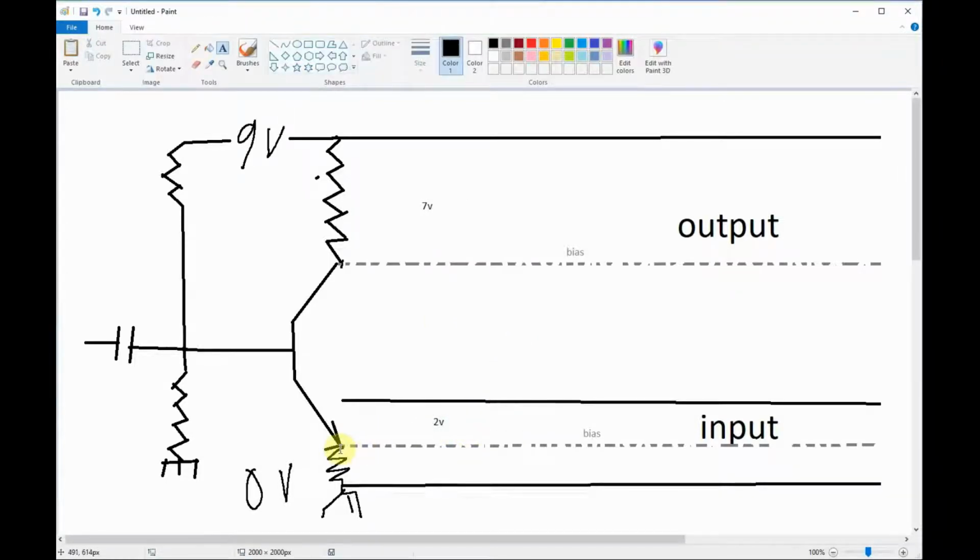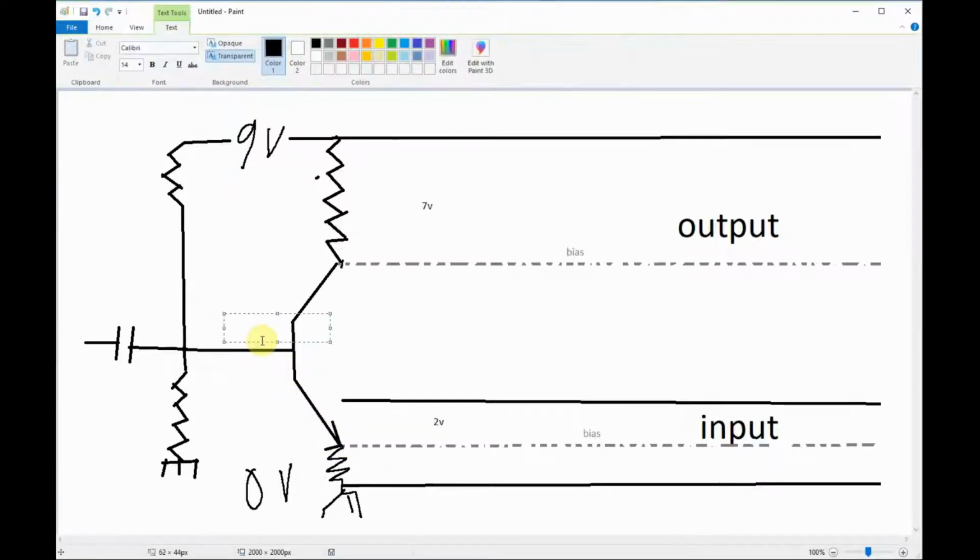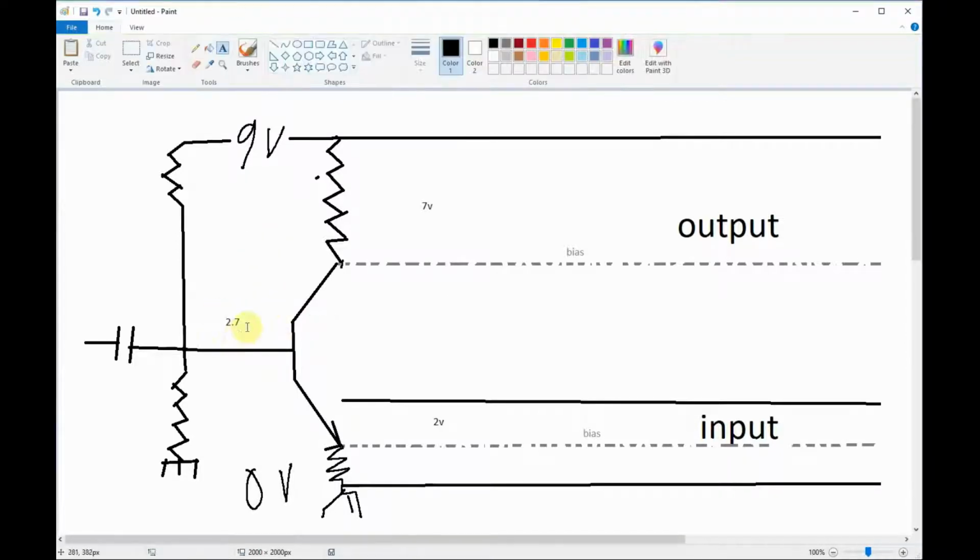Then the next thing you do is you say, well, then this has to be 2.7 because of the voltage drop across the emitter. So this here is going to be 2.7. Then you set this voltage at 2.7 just with the voltage divider here. Then you only have one resistor left to figure out. But what I wanted to illustrate mainly here is that you've only got so much voltage to work with, and you have to split it up between the output and the input. So we'll just leave it at that for now.